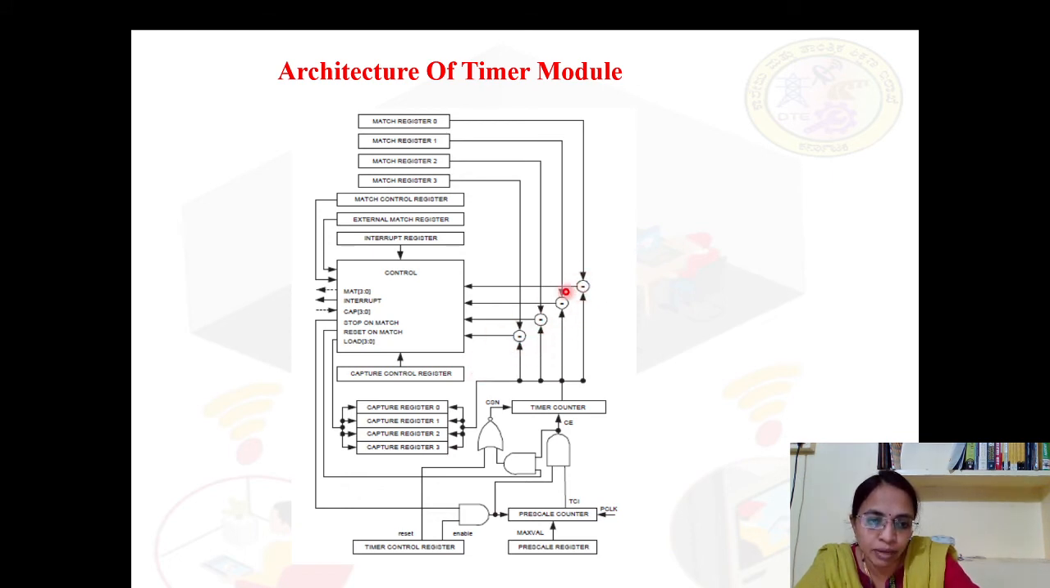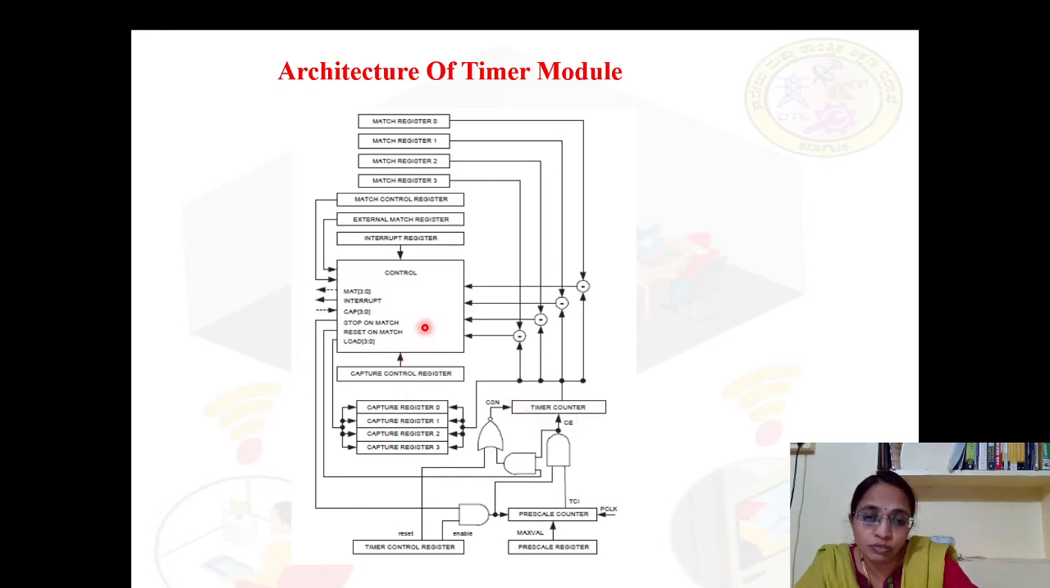Whenever a match occurs, the control circuit may take one of the actions: it may stop the timer counter on match, or it may reset the timer counter on match, or the timer counter may simply continue its operation with optional interrupt generation. So one of these actions will happen: either the timer counter will be stopped, or it will be reset, or it will continue its operation.